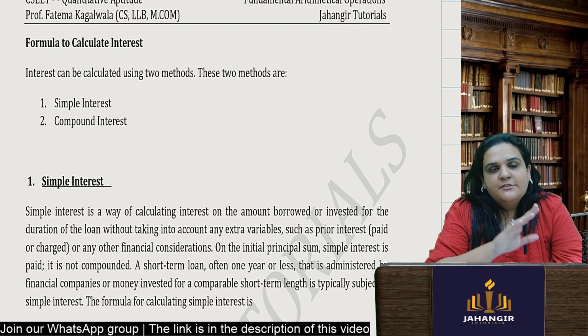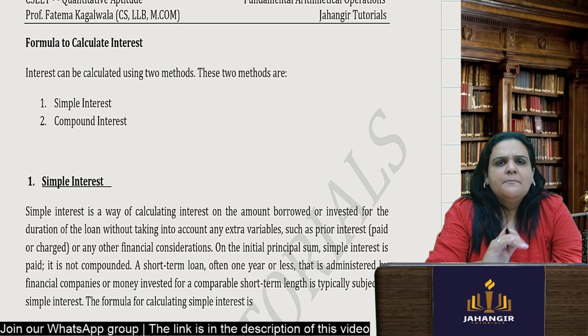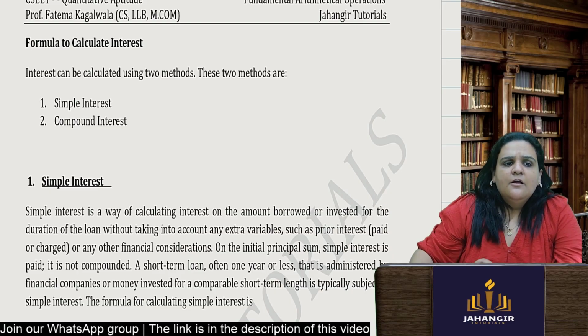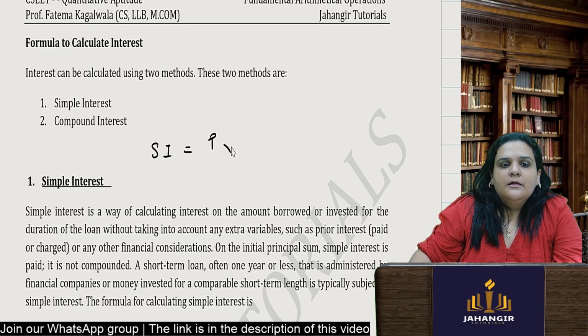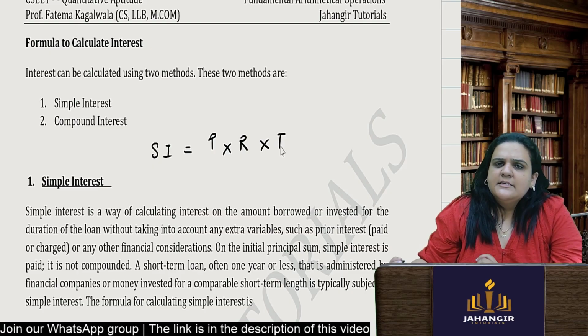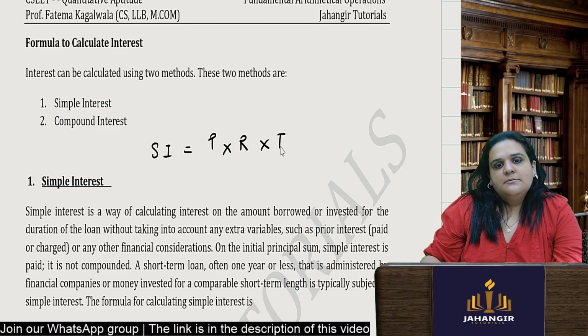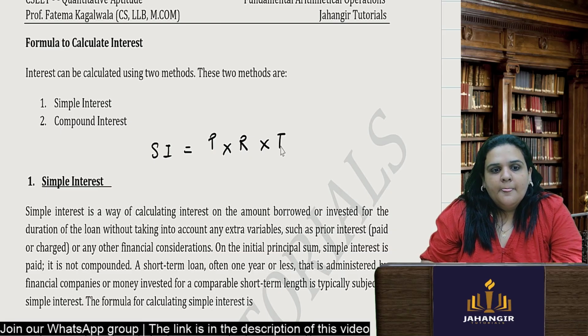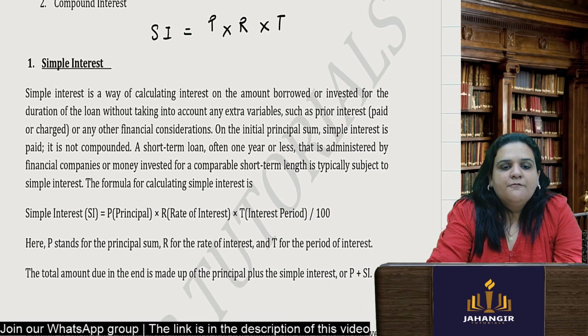One is the simple interest formula, one is the compound interest formula. Simple interest is very easy. For simple interest, you need three things: principal amount, rate of interest, and the time, number of years or months, whatever. So 1 year, 2 years, 3 months, 6 months. You need the time. So this is what you need for simple interest.